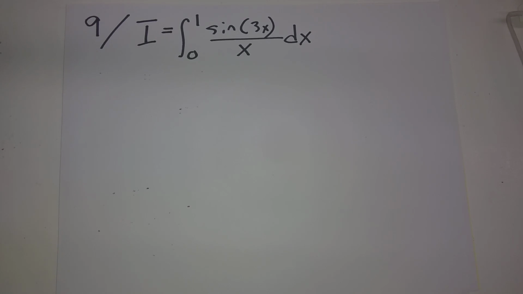Problem number 9, let I be the integral from 0 to 1 of sine of 3x divided by x dx. So part A is that we have to find a convergent series whose value is I. So how are we going to do this?